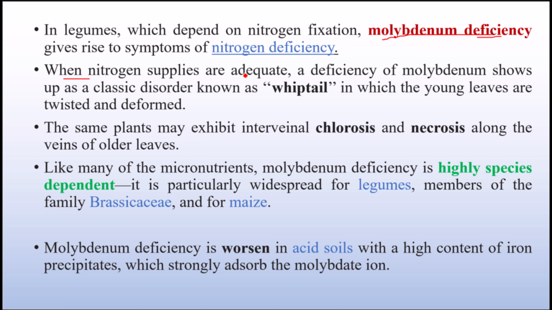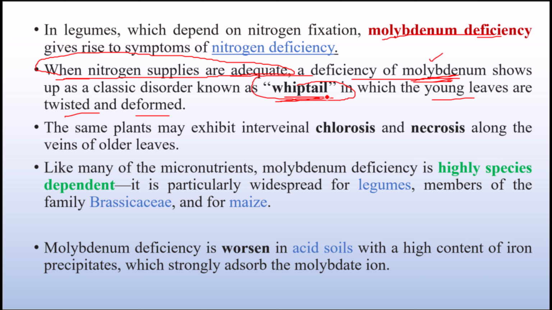When the nitrogen supply is adequate, a deficiency of molybdenum shows a classical disorder known as whiptail, in which young leaves are twisted and deformed. This disease appears when molybdenum deficiency occurs but nitrogen supply is adequate. It means the plant does not lack nitrogen, but the plant has a deficiency of molybdenum. So this is a classical disorder of molybdenum deficiency.